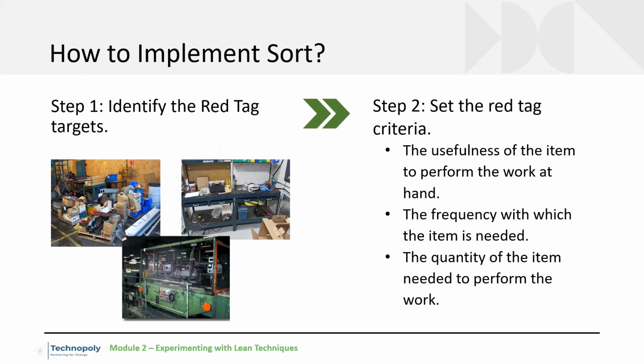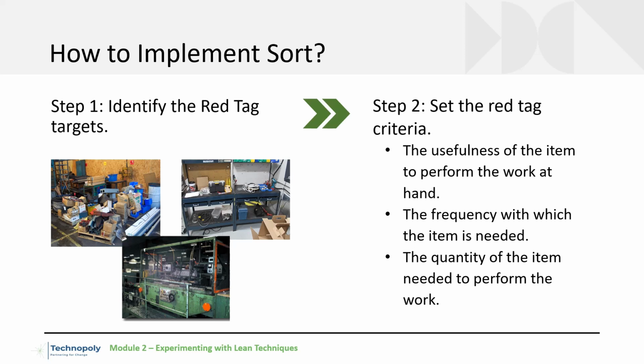To implement sort, first identify the red tag targets. The team should select a 5S application area in which to tag types of items. This could be warehouse items such as raw materials, parts, in-process inventory, and products. Equipment such as machines, jigs, tools, fixtures, etc. Or space such as the floor area, storage racks, bins, etc.